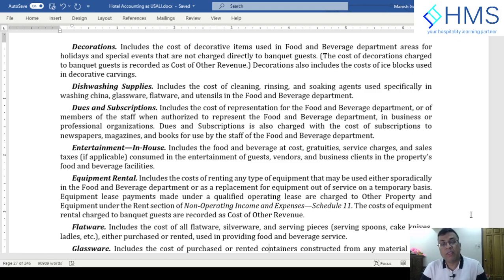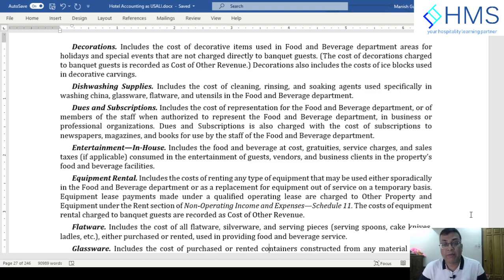Then you have dues and subscription. Dues and subscription is for your dues towards the association, the cost of subscriptions to magazines, newspapers, and books that are being used by the staff of the F&B department. That will be going to this line. It may be the newspapers and magazines which you are providing to the guest for their reading while they are waiting, or the books. That cost will also be going to dues and subscriptions.